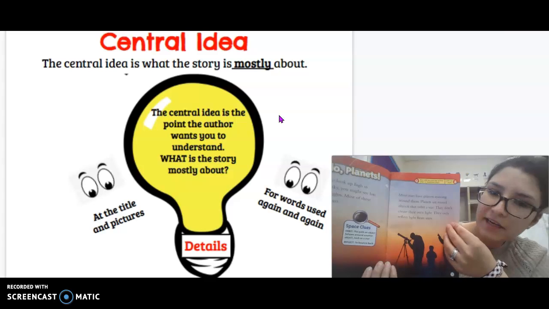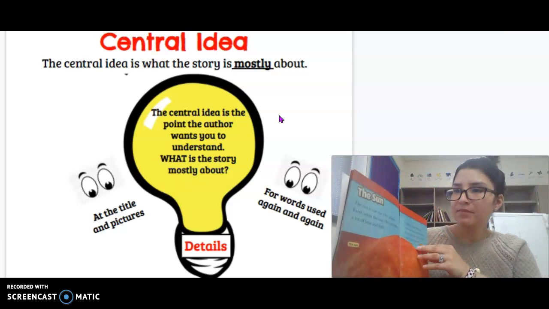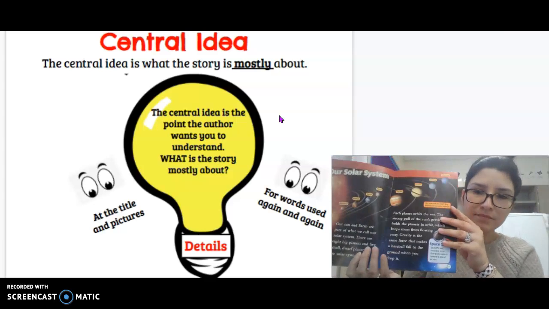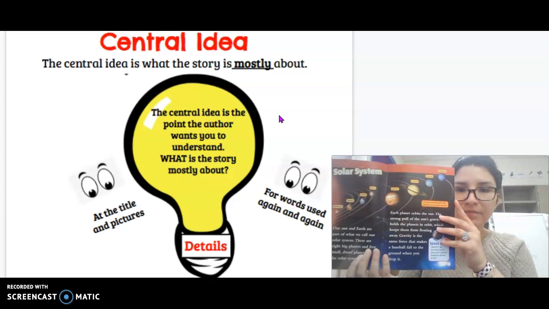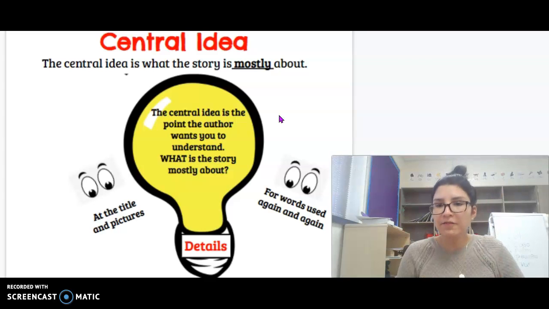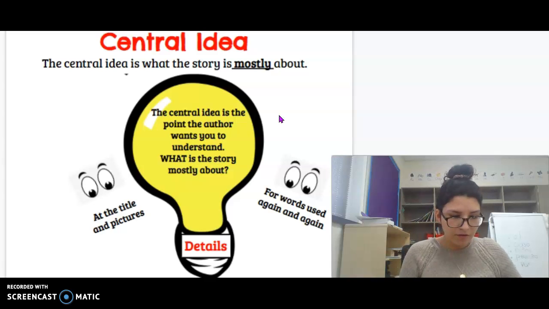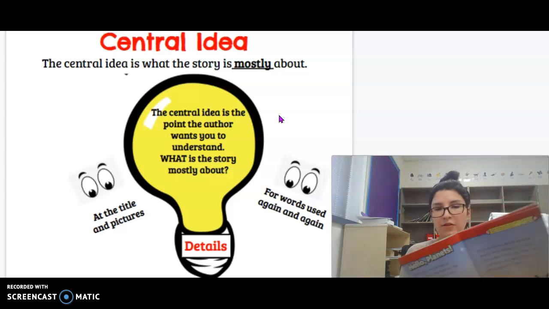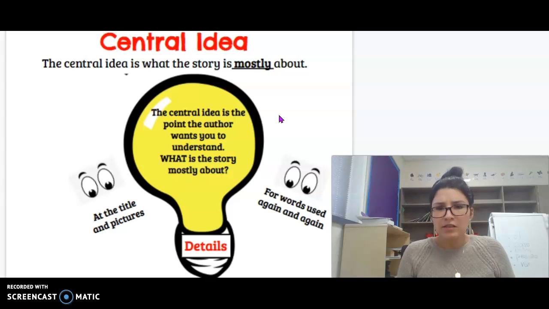This is Hello Planets. Our solar system, your planet Earth. So that's just a few pictures I showed you, and I kept seeing stuff about planets, like Earth. It's all our solar system with all the planets, and then the first page says Hello Planets. So I just kept repeating the word planets over and over again. So that word is said over in this story.